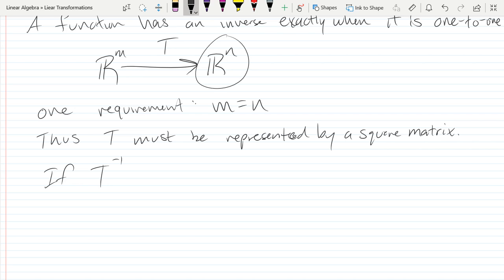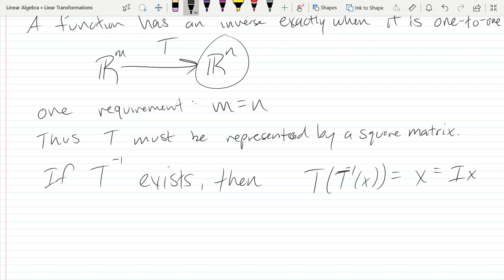If T inverse exists, then what would I get if I applied T inverse of X? I wouldn't quite get 1. X. I would get X. You could say it's 1x or identity. So I would get X normally. I'm going to write this as identity times X, because we know the identity matrix doesn't change a vector when you multiply by the identity.